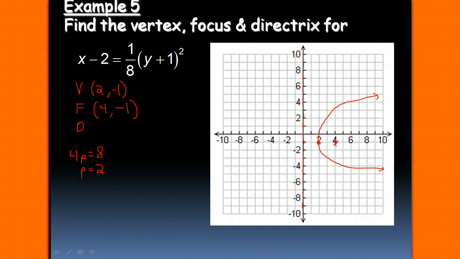It's a right opening. Left opening would be the same situation, that your y value should not change. All right, now our directrix, that's going to be an x equals line because it's up and down, and it's going to be x equals 0. All right, and now we found the 3 items that we needed to find.